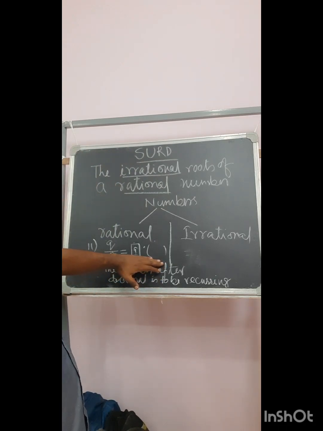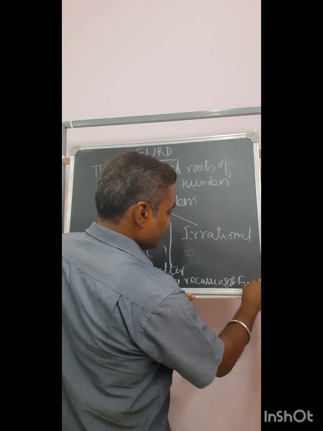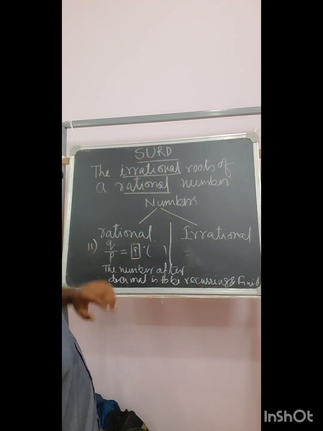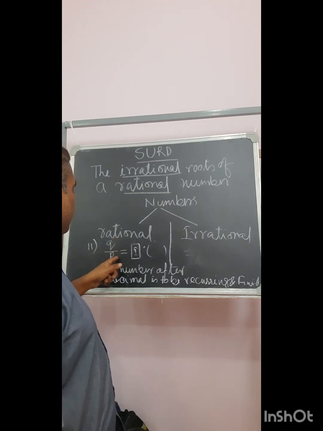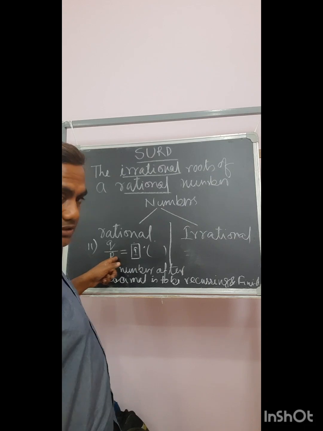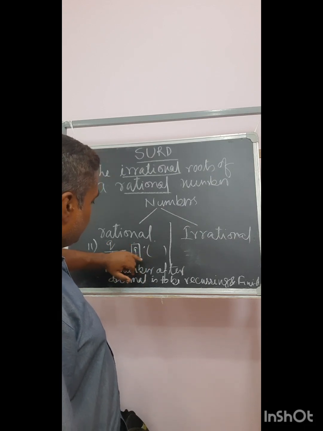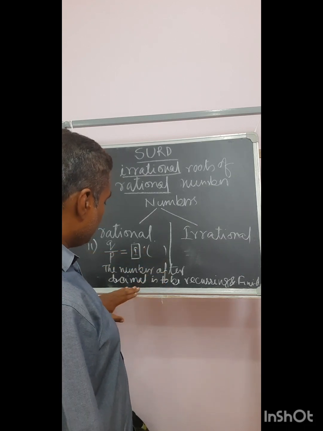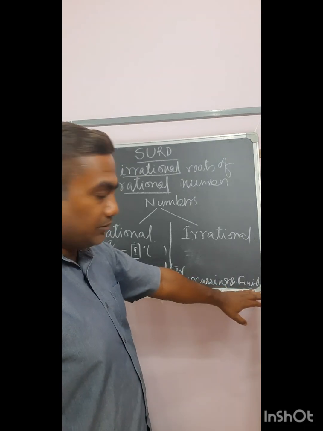That means recurring and finite. So this is another characteristic of a rational number, where if it is represented as a ratio of two integers, then if I divide it, I will get some number in decimal, where the digits after the decimal would be recurring or finite.